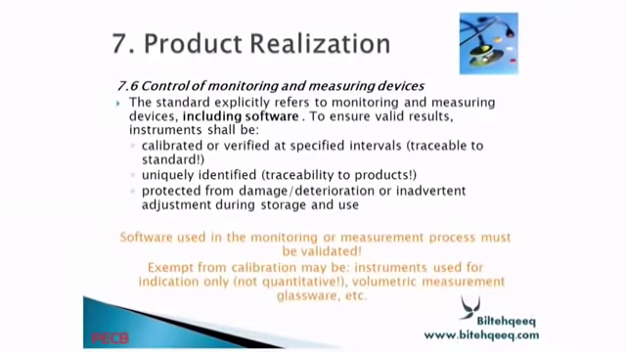Control of monitoring and measuring devices. This clause is the same as ISO 9000, and the standard explicitly refers to monitoring and measuring devices, including software, to ensure valid results. Instruments shall be calibrated or verified at specific intervals, traceable to standards, uniquely identified for traceability to products, and protected from damage, deterioration, or inadvertent adjustment during storage and use. Software used in monitoring or measurement processes must be validated. For example, calibration may not be needed for instruments used for indication only, not quantitative volumetric measurements, such as glass scales. So every instrument you are using for measurement must be calibrated.